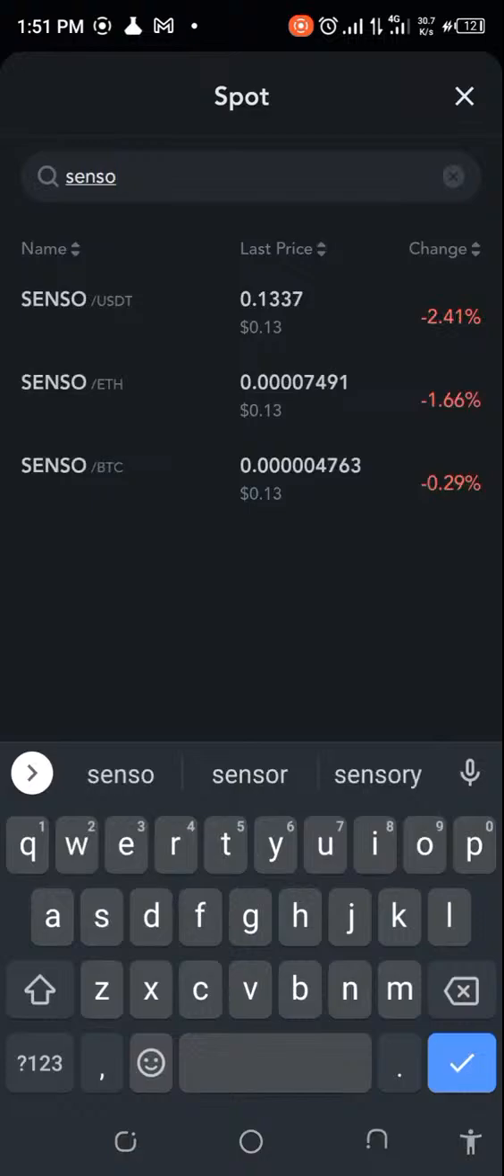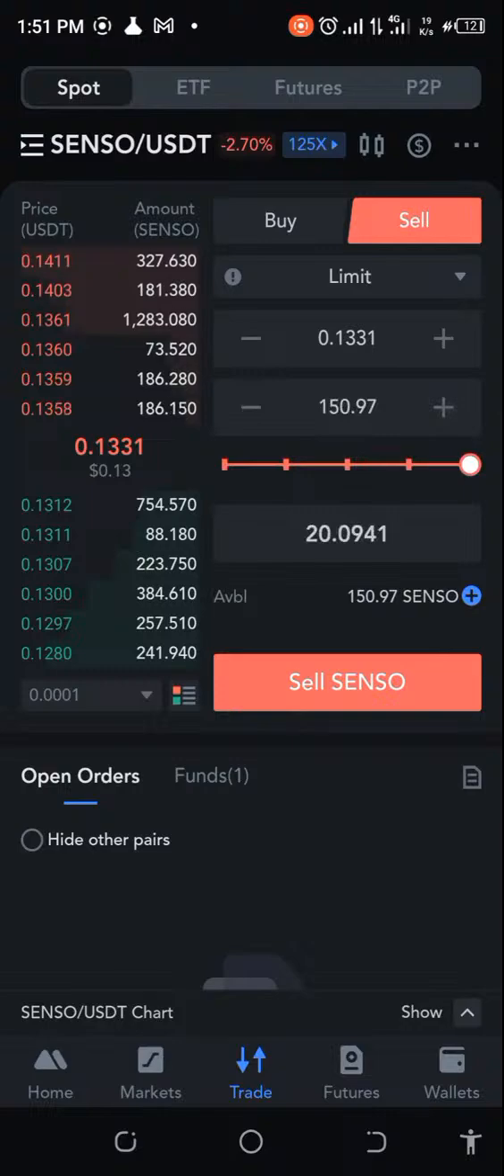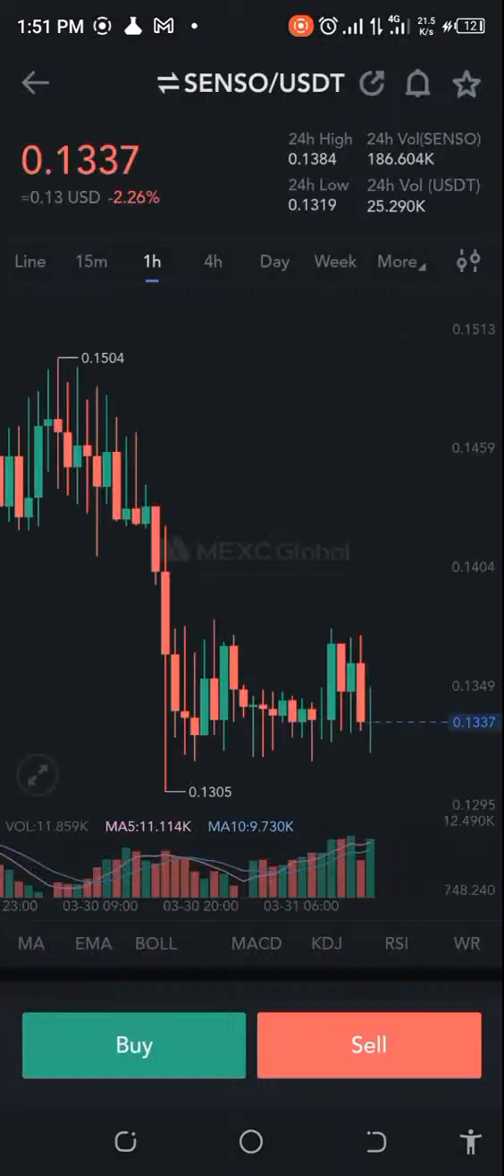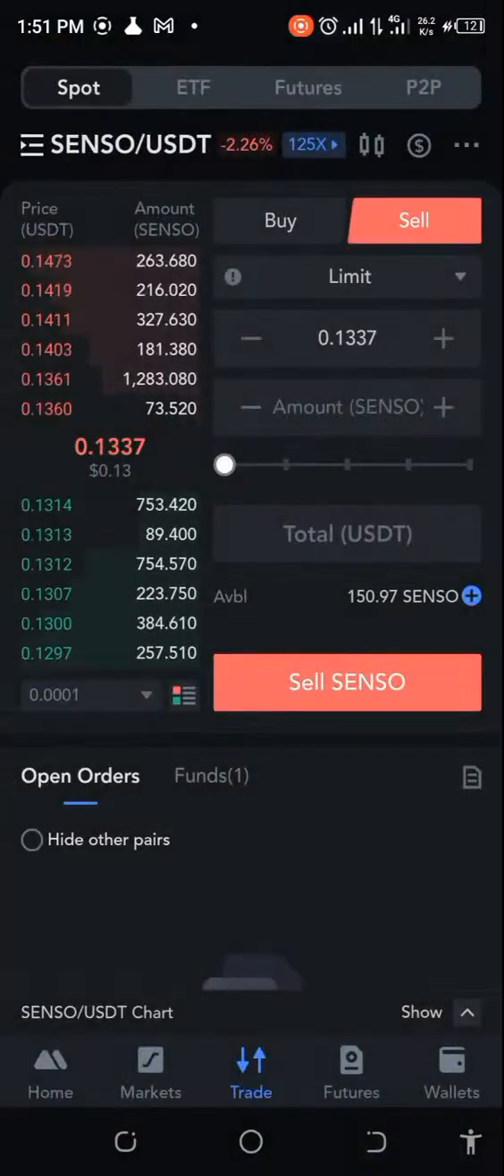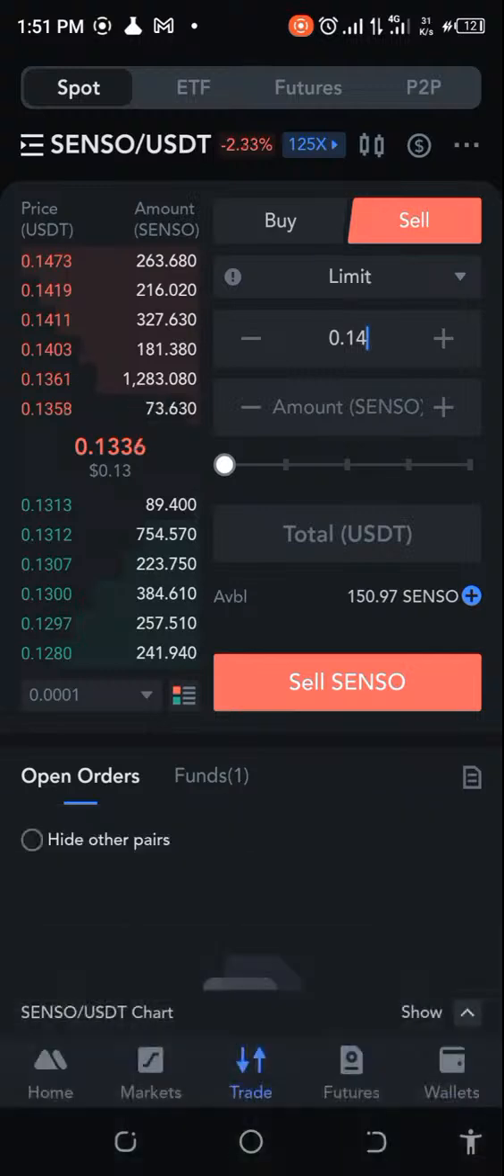So if I go back to my Senso USDT, okay, one or two things could happen. If I try to sell back to USDT, let's see. It's really gone low. What's going on here? Okay, it's really, really low. Well, what I could do is to actually set a sell limit. Okay, so if I set it to maybe 14, what would that give me?